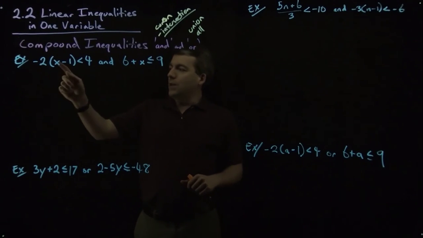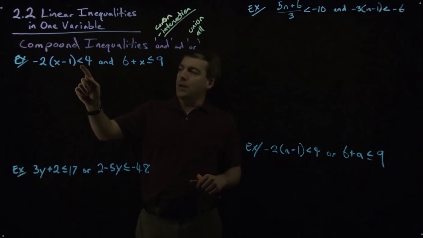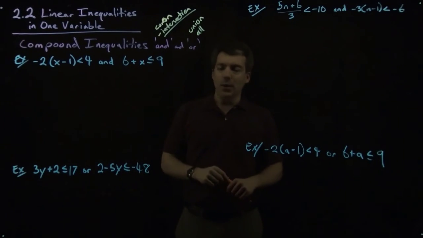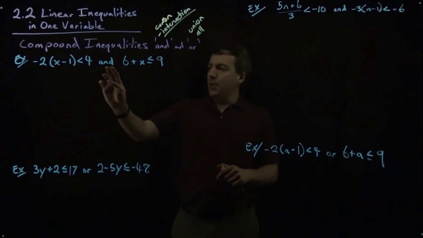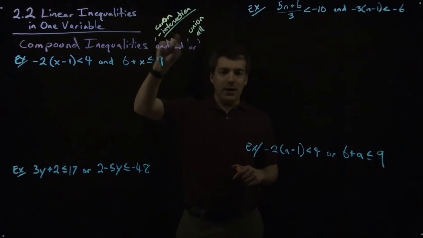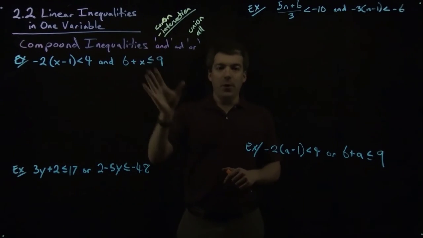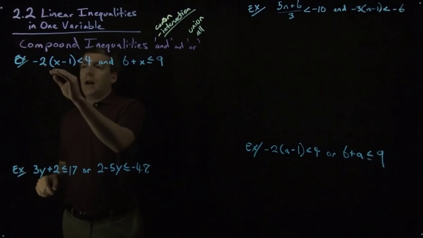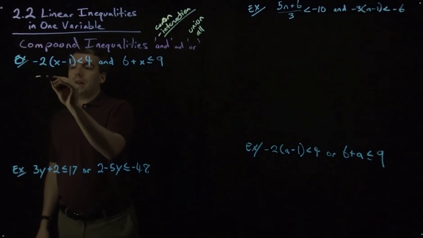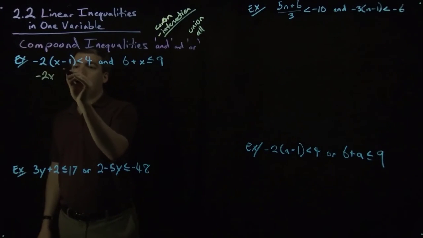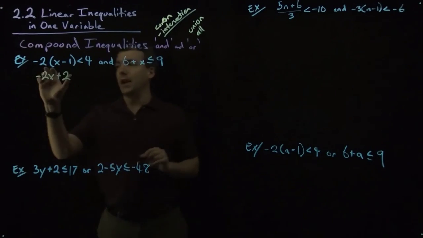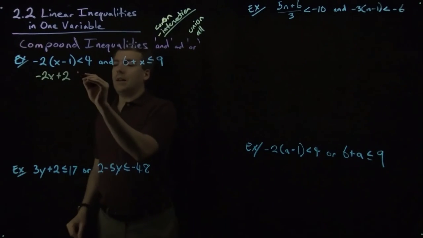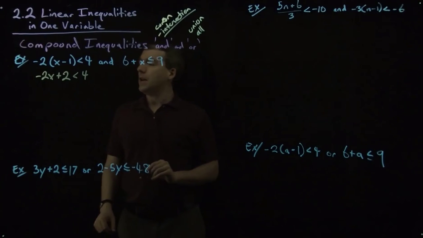So we've got negative 2 times the quantity x minus 1 is less than 4, and 6 plus x is less than or equal to 9. Okay, so we have an "and" inequality. That means we're going to take the intersection. Let's solve both inequalities. First off, let's distribute the negative 2. So we have negative 2x plus 2, since negative 2 times negative 1 is plus 2, and then less than 4.